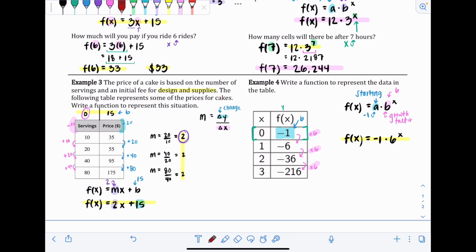Versus if you're looking at an exponential table, you're looking to see if you're multiplying by a constant number the whole time. And then regardless of the type of function, linear versus exponential, to find the starting value, you absolutely have to get to where there's a 0 for x on your table. And then the starting value is going to be the y that goes with it.